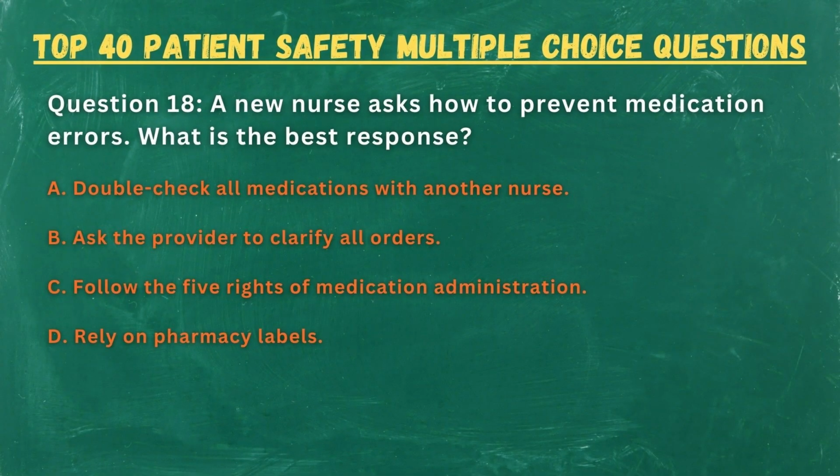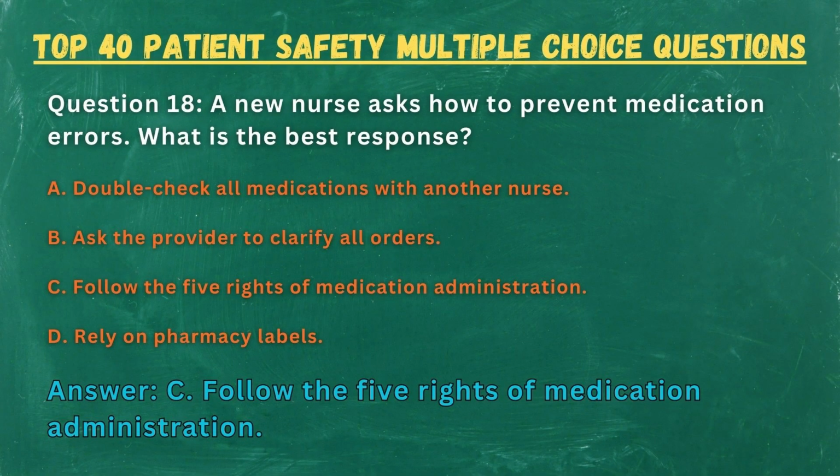Question 18. A new nurse asks how to prevent medication errors. What is the best response? A. Double-check all medications with another nurse. B. Ask the provider to clarify all orders. C. Follow the 5 rights of medication administration. D. Rely on pharmacy labels. Answer: C. Follow the 5 rights of medication administration.